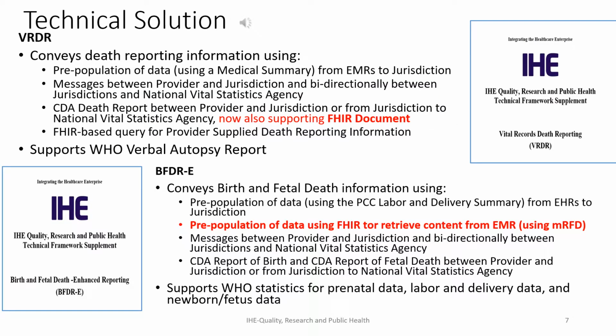The technical solution for the vital records death reporting conveys the death reporting information using pre-population of data using a medical summary from the EMR to the jurisdiction. It enables messaging between providers and jurisdiction and bidirectionally between jurisdictions and the National Vital Statistics Agency. It allows for CDA death reporting between provider and jurisdiction or from jurisdiction to the National Vital Statistics Agency. This profile now allows support using a FHIR document to convey information from the jurisdiction to the National Vital Statistics Agency. And it also allows for FHIR-based query for provider-supplied death reporting information. The VRDR also supports the WHO verbal autopsy report.